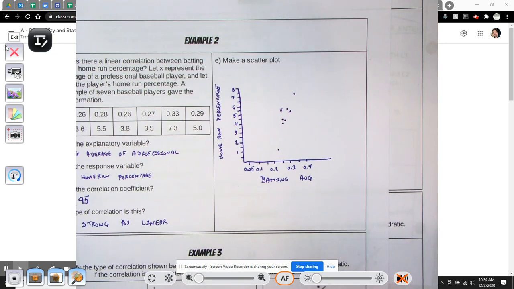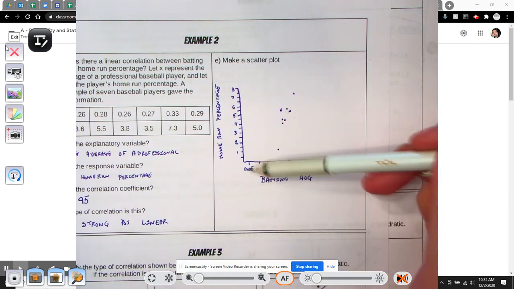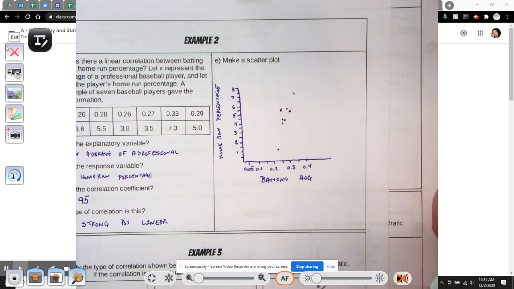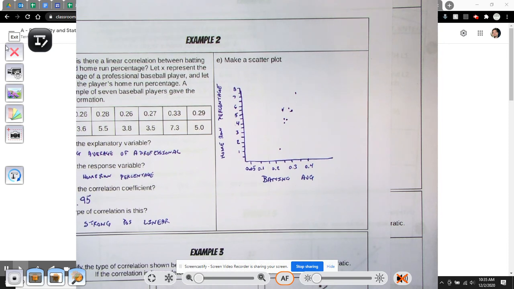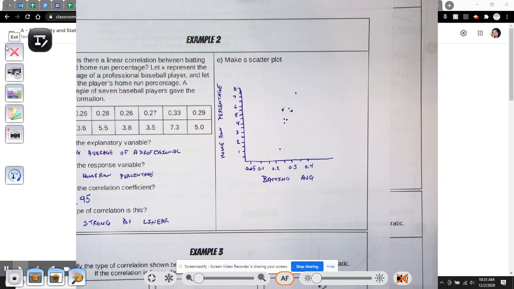This is what I ended up getting for my scatter plot. For my x's, I counted by 0.05s. For my y's, I counted by 0.5. Now I just put in my dots. Once again, I did not connect them. For example 3, it says identify the correlation shown below as either no correlation, linear, exponential, or quadratic. The correlation is linear. Determine if it is a perfect, strong, moderate, or weak. So go ahead and take a moment and try to identify all 6 of these.